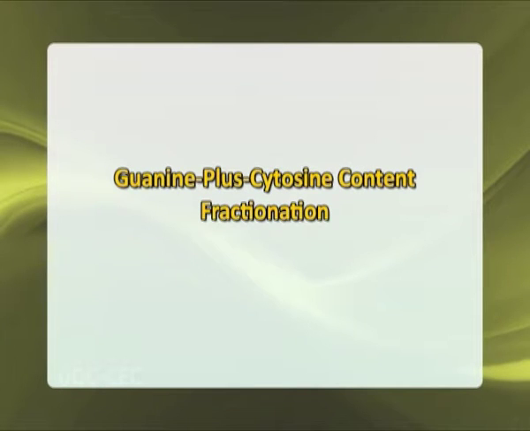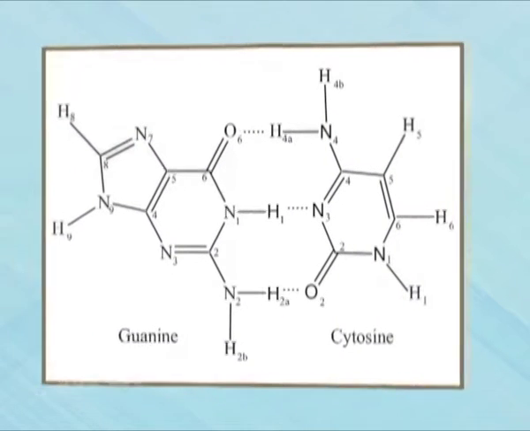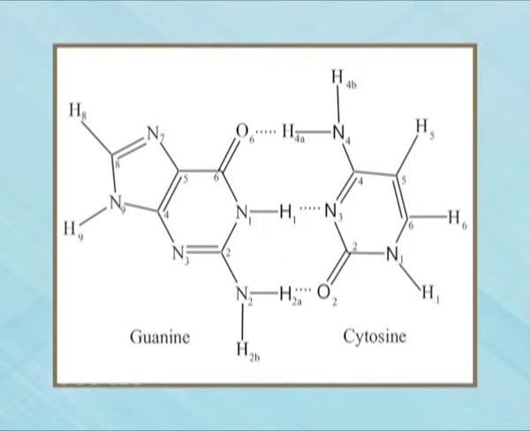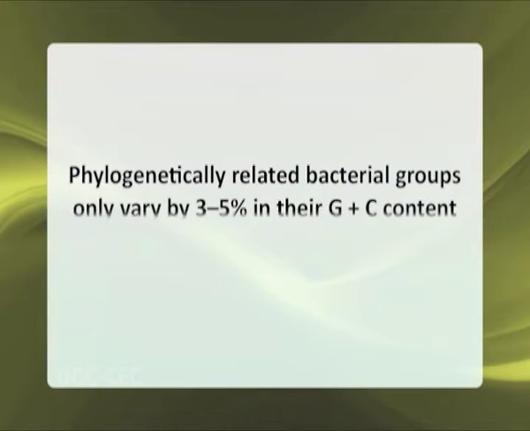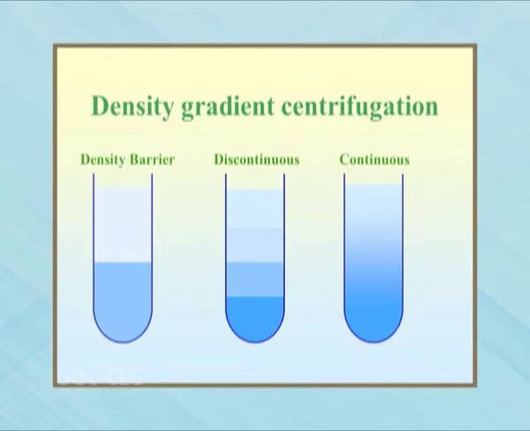Now, guanine plus cytosine content fractionization. Different prokaryotic groups differ in their guanine plus cytosine, that is G plus C content of DNA, and phylogenetically related bacterial groups only vary by 3 to 5% in their G plus C content. Thus, the fractionation of total community DNA can be achieved by density gradient centrifugation based on G plus C content.